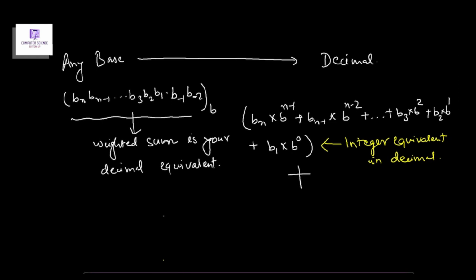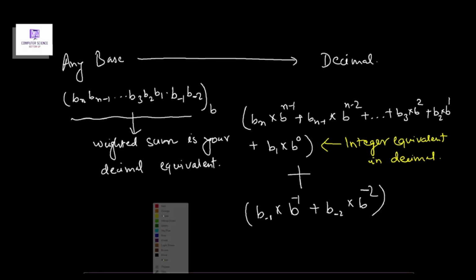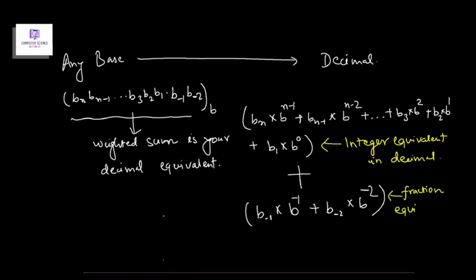Plus b minus 1 into b to the power minus 1 plus b minus 2 into b to the power minus 2. So this is your decimal, the fractional equivalent in decimal part. This is your fraction equivalent in decimal.